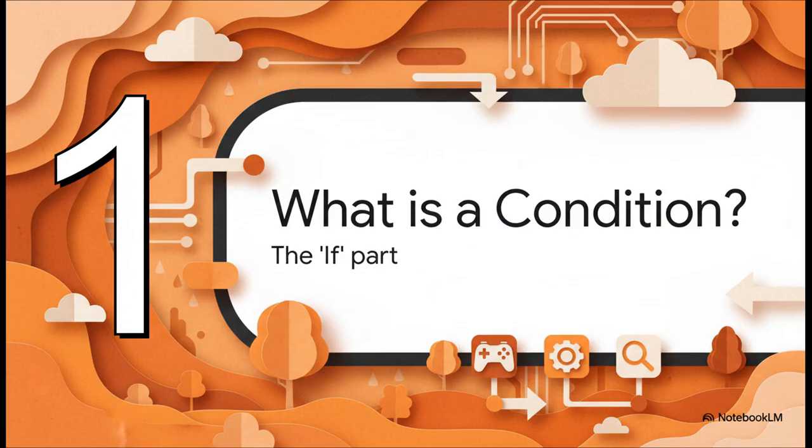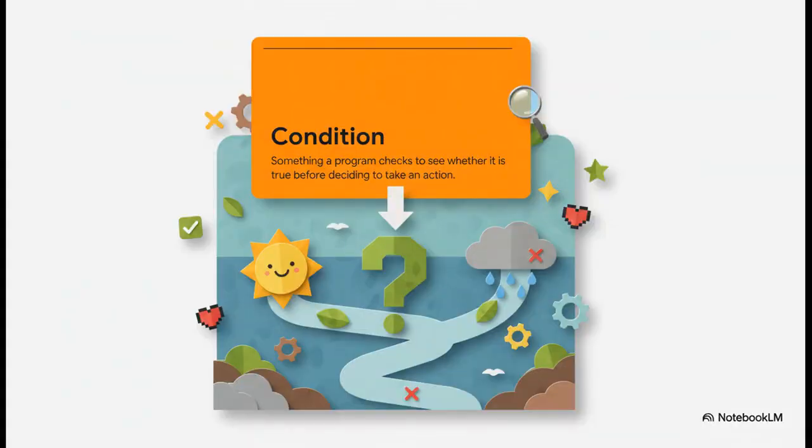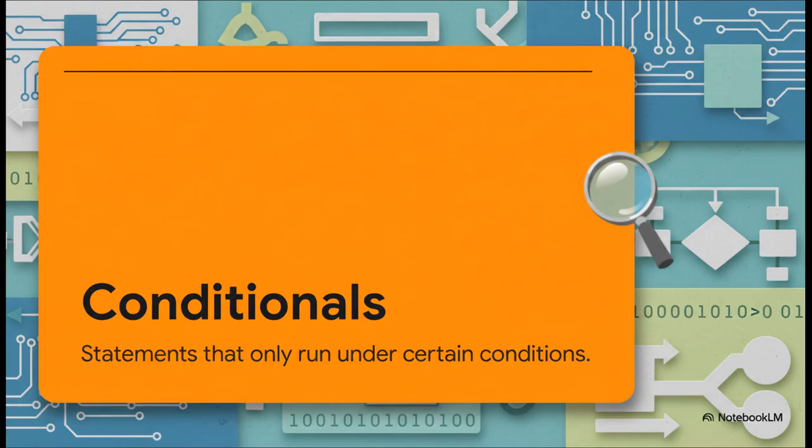And in the world of programming, it has a special name. That if part, the question you had to answer, like, is my name longer than 5 letters? That's called a condition. A condition is just something a program checks to see if it's true before it decides to do something. You can think of it like a fork in the road, where the program has to stop and look at a sign before it chooses which path to go down. And the instructions themselves, the ones that use these conditions, are called, you probably guessed it, conditionals. These are special statements in our code that only run if their condition is met. This is the secret sauce that makes our programs feel alive and interactive.